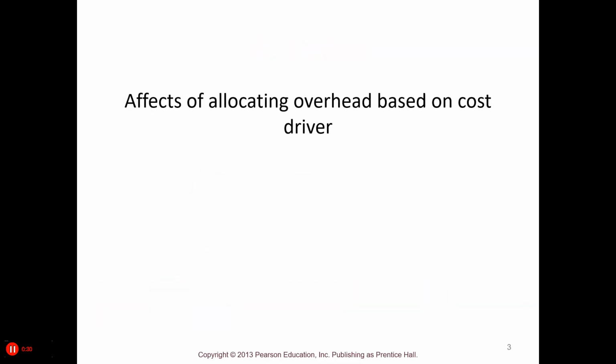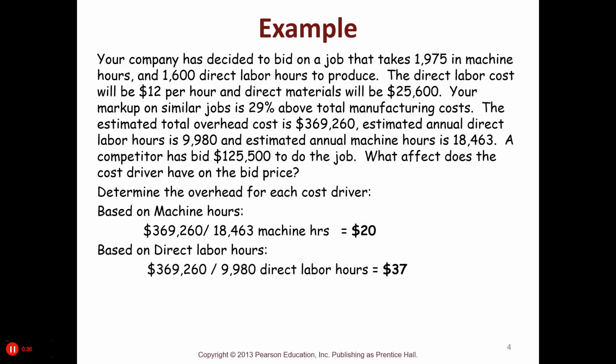Effects of allocating overhead based on cost drivers. So let's look at an example. Your company has decided to bid on a job that takes 1,975 in machine hours and 1,600 direct labor hours to produce. The direct labor cost will be $12 per hour and direct materials will be $25,600. Your markup on similar jobs is 29% above total manufacturing costs. The estimated total overhead cost is $369,260, and estimated annual labor hours 9,980, and estimated annual machine hours is 18,463.